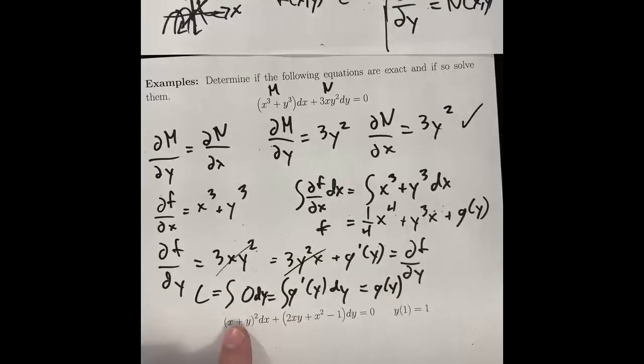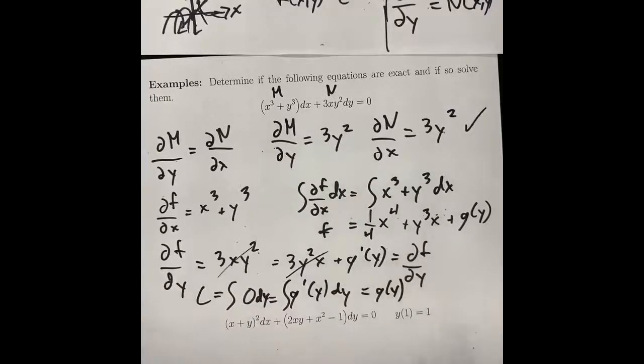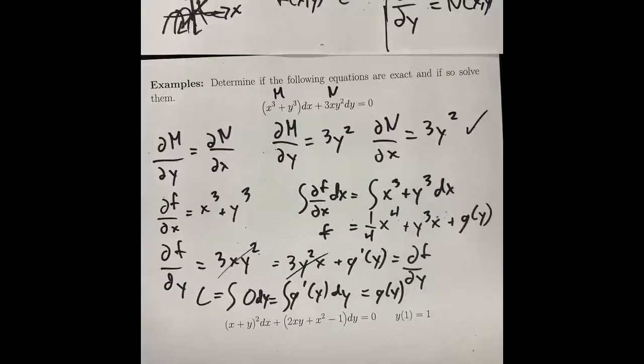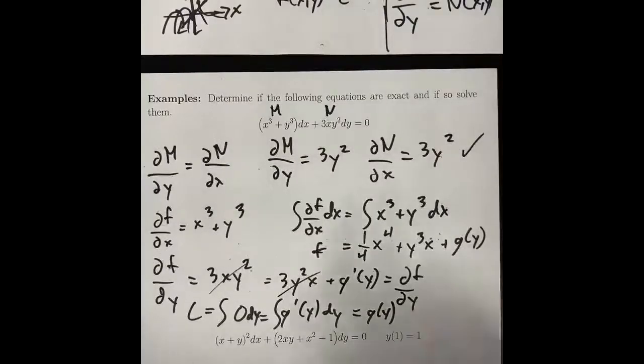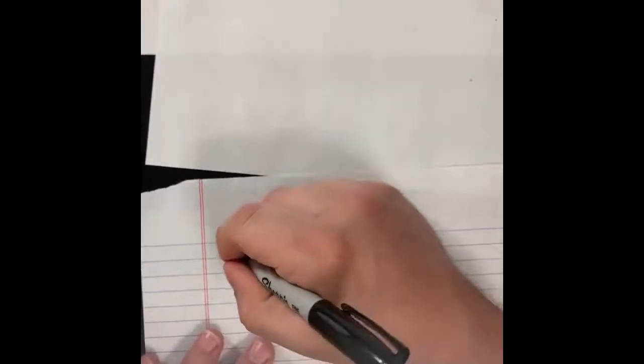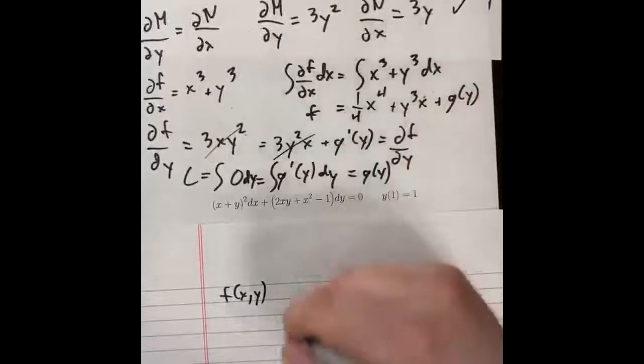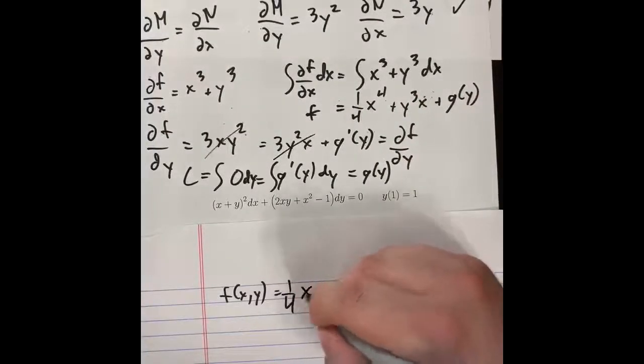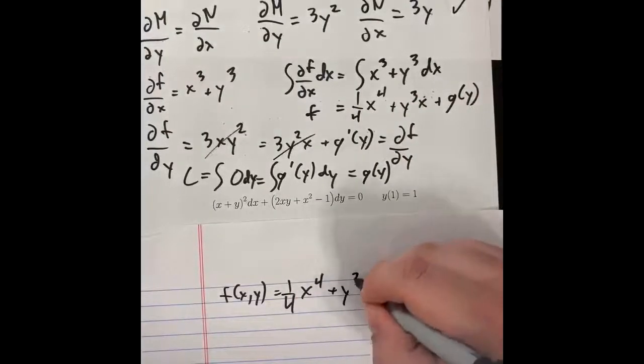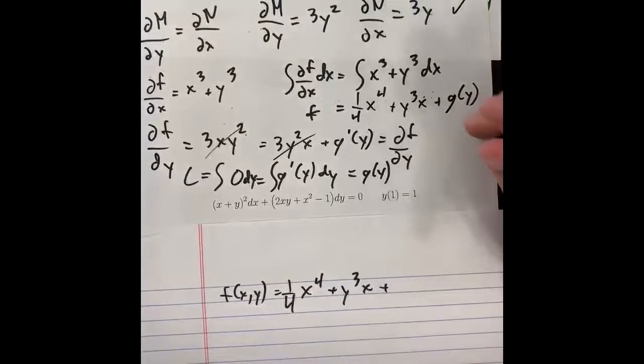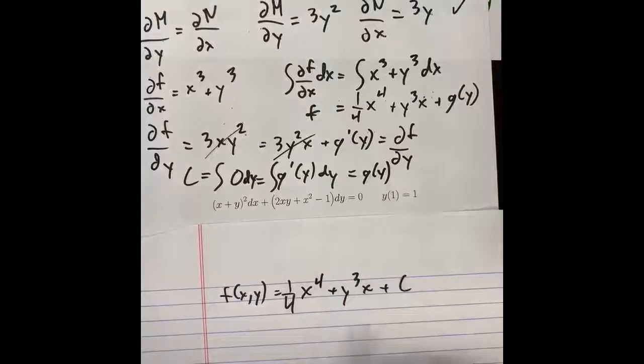All right. So what's our final answer? So we know what g is now. It's just a constant. And so we know f then is going to be 1/4 x to the 4th plus y cubed x plus g of y, which just is a constant, so plus c.